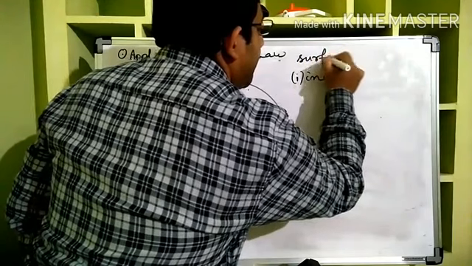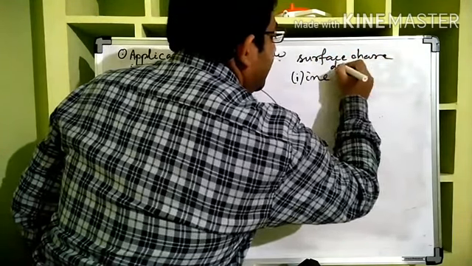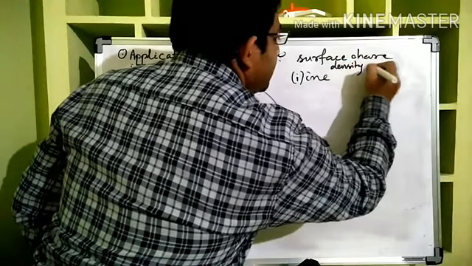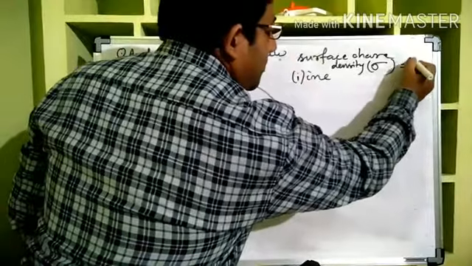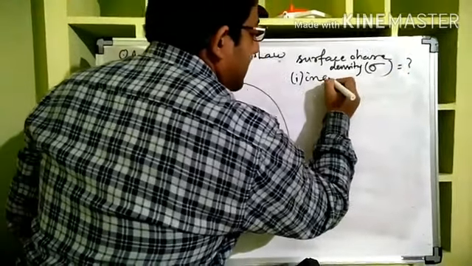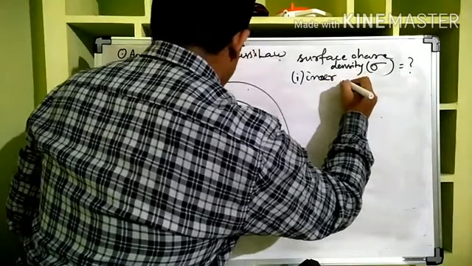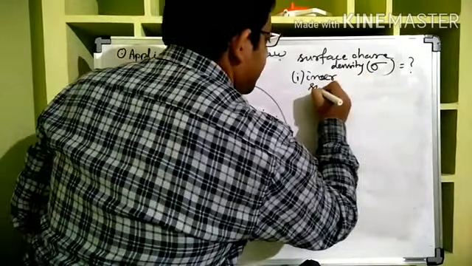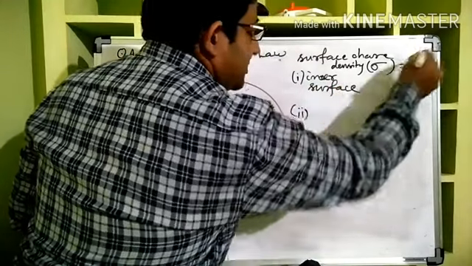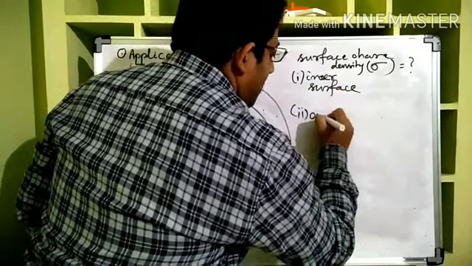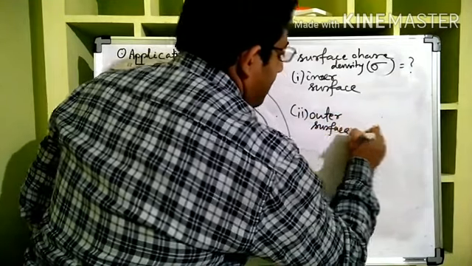Surface charge density. The symbol is sigma. That is equal to how much is the question? For the first bit, the inner surface, and for the second bit, the question is the same: what is the surface charge density for the outer surface?